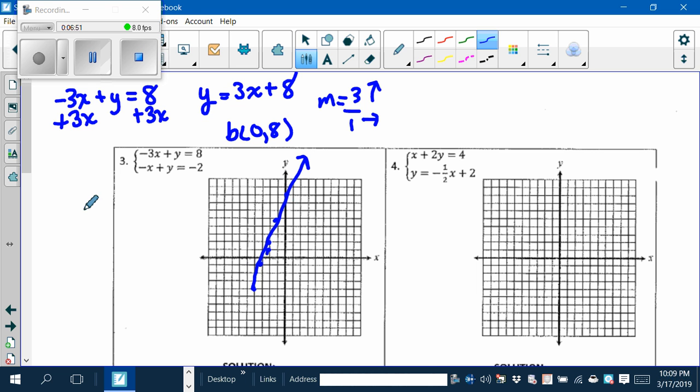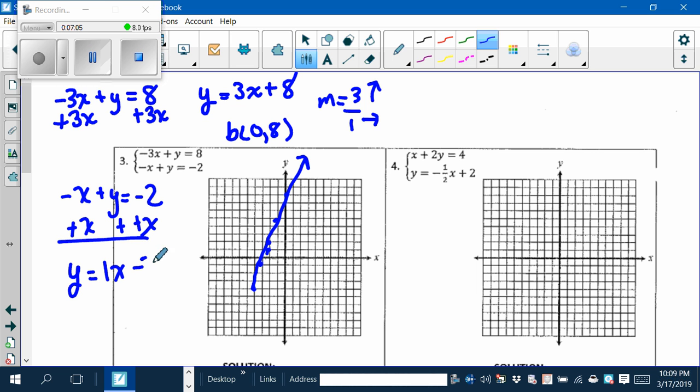Then I'm going to take this one right here, and I have negative x plus y equals negative 2. So I'm going to add x, and I get y equals 1x minus 2. So I start at the point (0, -2), and I would go up 1 over 1. But if you notice, I'm going away from that line. So I want to go down 1 and over 1, down 1 and over 1, and down 1 and over 1. And there's going to be a point where I hit the line.